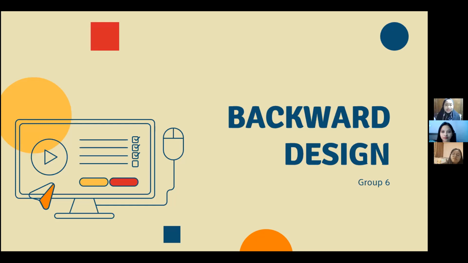One of the techniques that can be used to design OBE, or outcome-based education, is backward design. We are from group 6. The members are me, Ranggi Mulia, and then Ayu Ratri and Monica Dewanti.